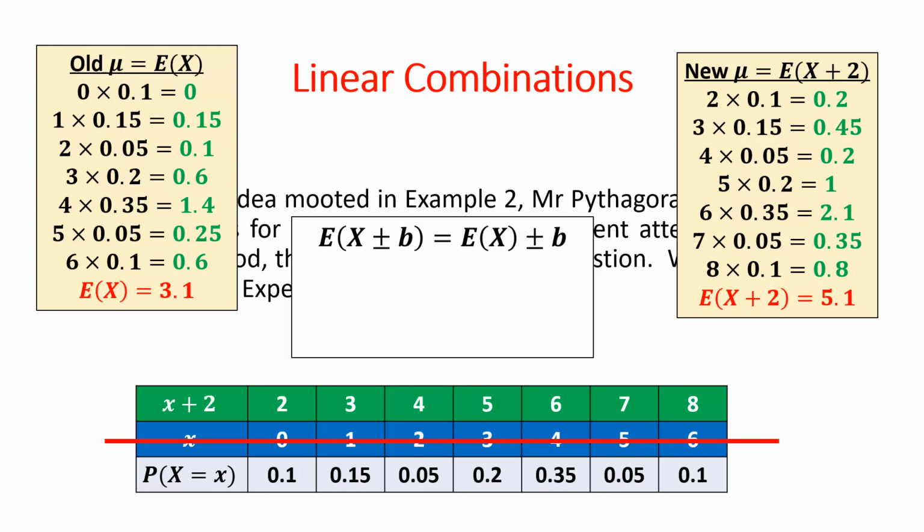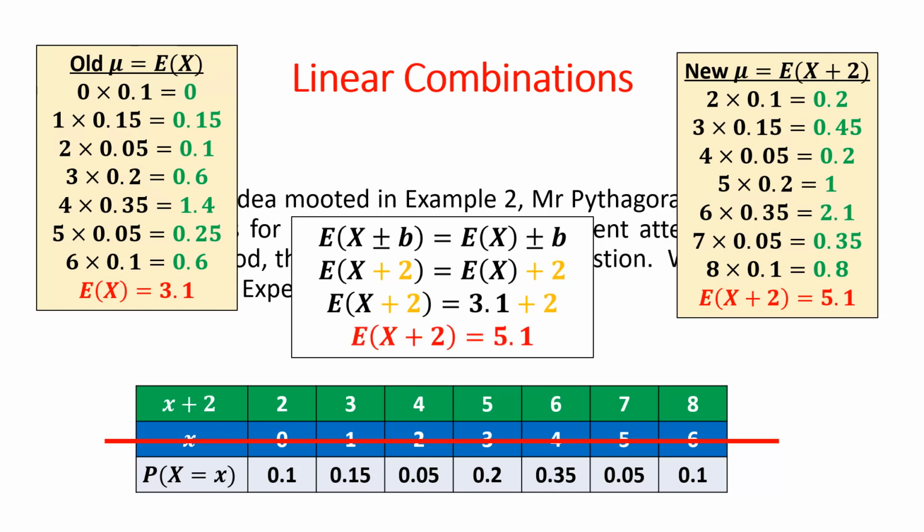Well, again, there's a much quicker way of doing it, and here's a little formula that gets provided. The expected value of x plus or minus b is just the same as the old expected value of x plus or minus the b. So what that means is if we add 2 to all the values of x, we just need to add 2 to the old expected value of x. So we just need to take the old value of 3.1 and add 2 to get our new expected value of x plus 2 equal to 5.1. Which is a slightly quicker way than once again setting up the table and working through all the sums.